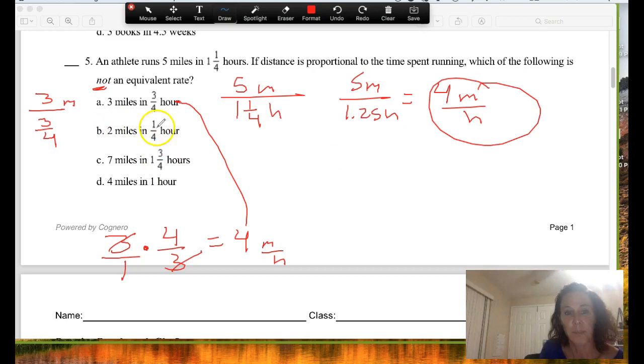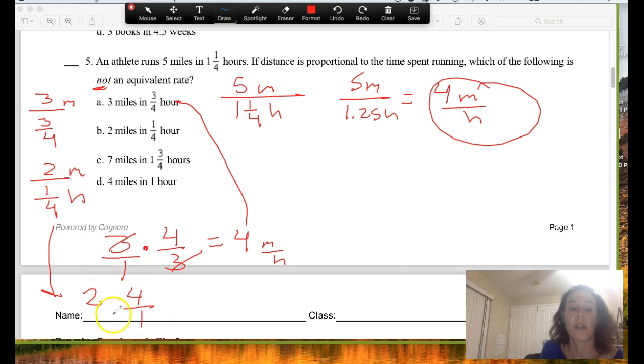Check this one. What about this ratio? 2 divided by 1/4, or 2 miles per 1/4 of an hour. Go ahead and do the math on this one. Do the same thing down here. Keep the first, flip the second, 4/1, and change the divide to multiply. 2 is the same as 2/1. Well, 2 times 4 is 8. This is 8 miles per hour. This one is too fast. It's not this one. You can go ahead and check these two.